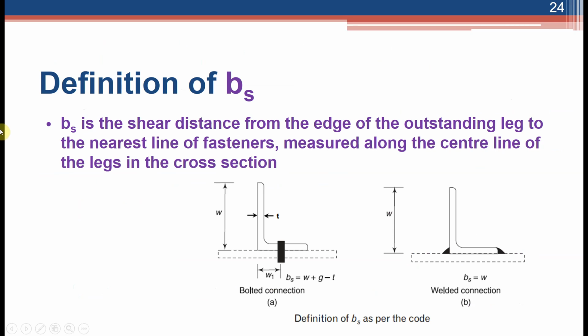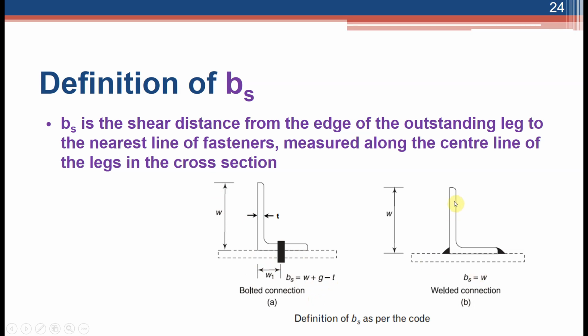So the definition of bs: bs is the shear lag distance from the edge of the outstanding leg to the nearest line of fasteners, measured along the center line of the legs in the cross section. For this case, this is a gusset plate and this is the angle section. In this angle section, this is the outstanding leg and this is the connected leg. Whenever you want to find the shear lag distance bs, it is equal to w plus g minus t, this w plus this g minus thickness. So this is for a bolted connection.